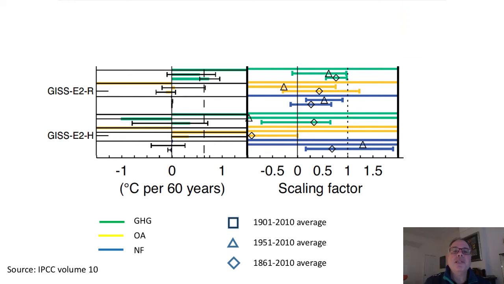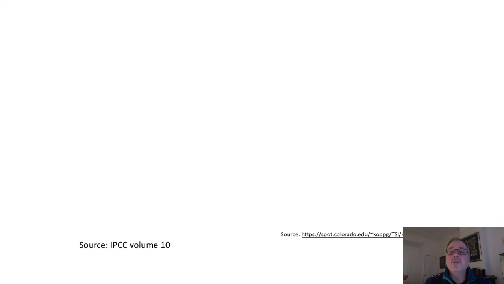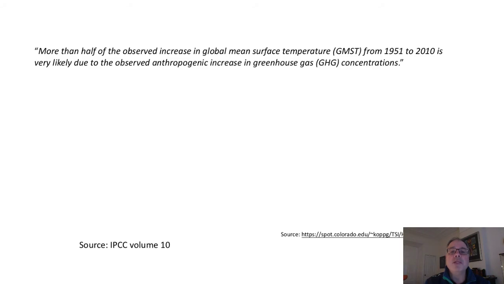So the IPCC climate attribution proceeds with these unrealistic scaling factors, and only for the 1951 to 2010 data. The main conclusion from the optimal fingerprint analysis exercise is summarized as: more than half of the observed increase in global mean surface temperature from 1951 to 2010 is very likely due to the observed anthropogenic increase in greenhouse gas concentrations. Very likely is a defined IPCC term that means with over 90% probability.